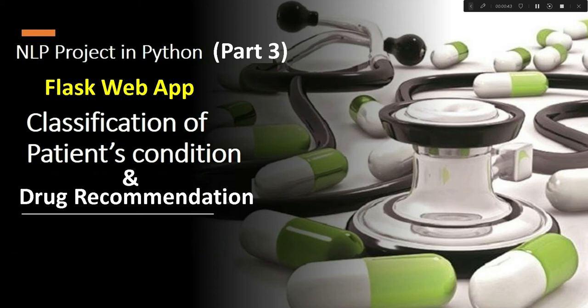In this, you have to just paste the reviews of the patients who may be suffering from any two, three types of diseases on which our model is trained. And then our model will give two predictions. First is the patient's condition, and second is the top three rated drugs.